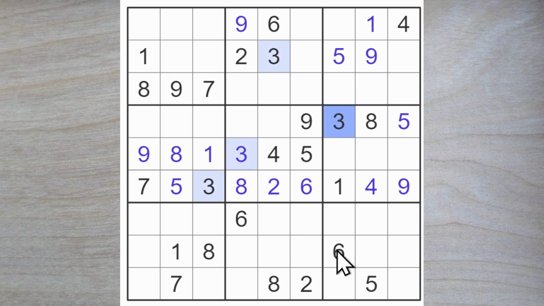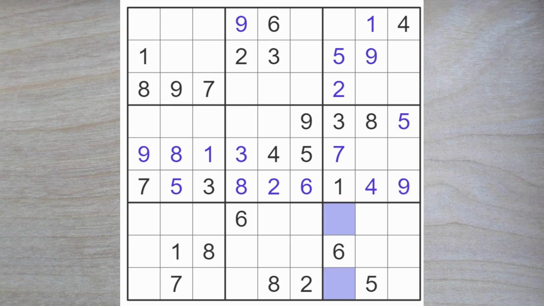We have a 3 and a 6 here, so this must be a 2. And a 3 and a 6 must go here. Now a 4, 7, 8, 9 here. 7, 8, this is a 4, 9. 4, 8, 9, this is a 7.